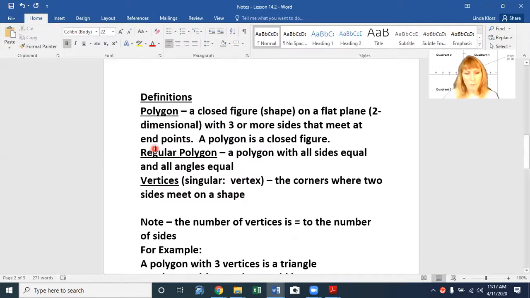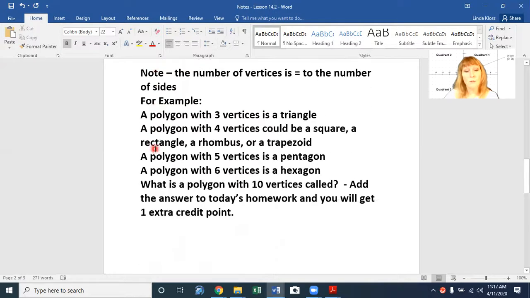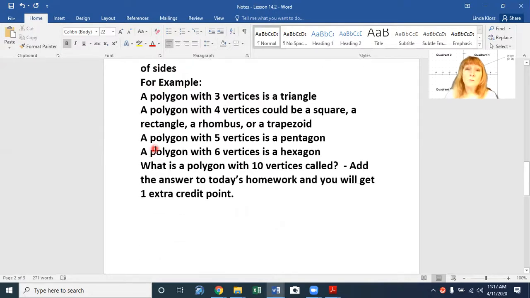So for example, a polygon with 3 vertices is a triangle. A polygon with 4 vertices would be a rectangle or a square. Or if you think about it, it could also be a rhombus or a trapezoid, what we learned about in our last unit. A polygon with 5 vertices is called a pentagon. It has 5 sides. A polygon with 6 vertices is called a hexagon.